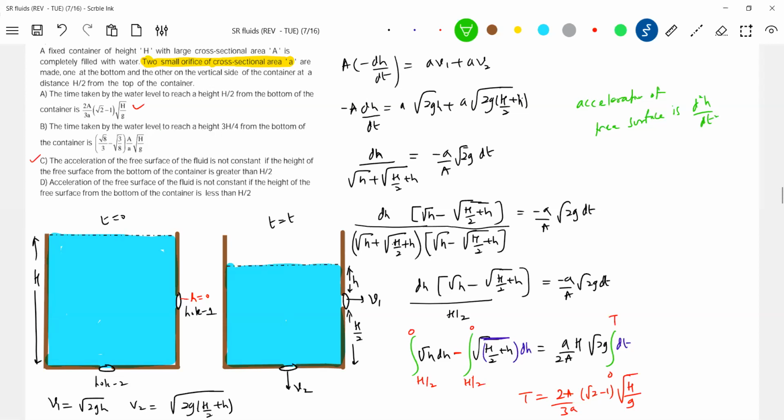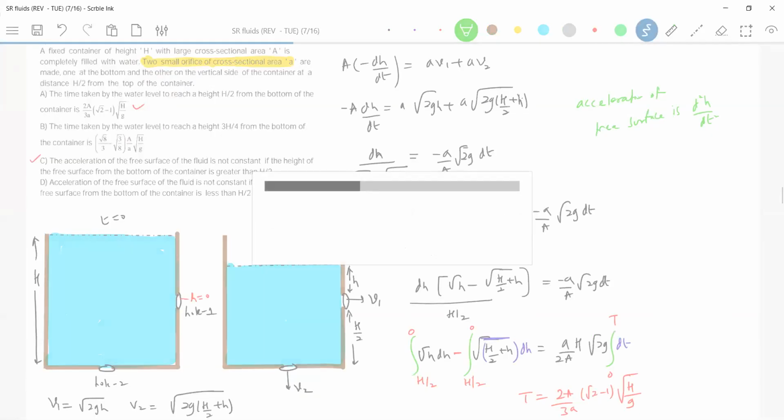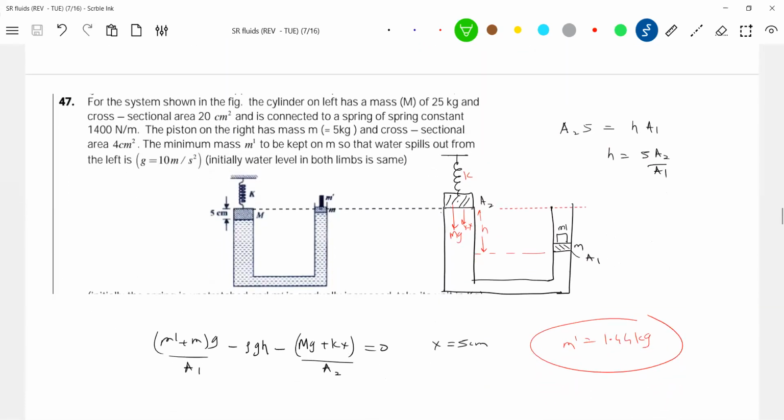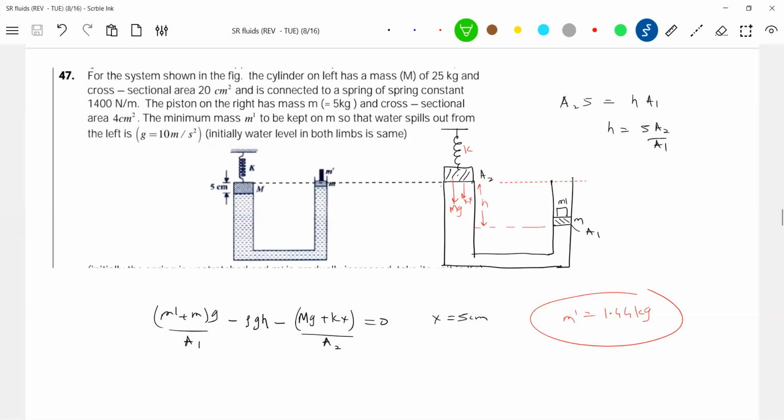Okay, can you work it out? Okay, this option C is what I'm putting. Let me take the next one. A small problem, a very small problem.